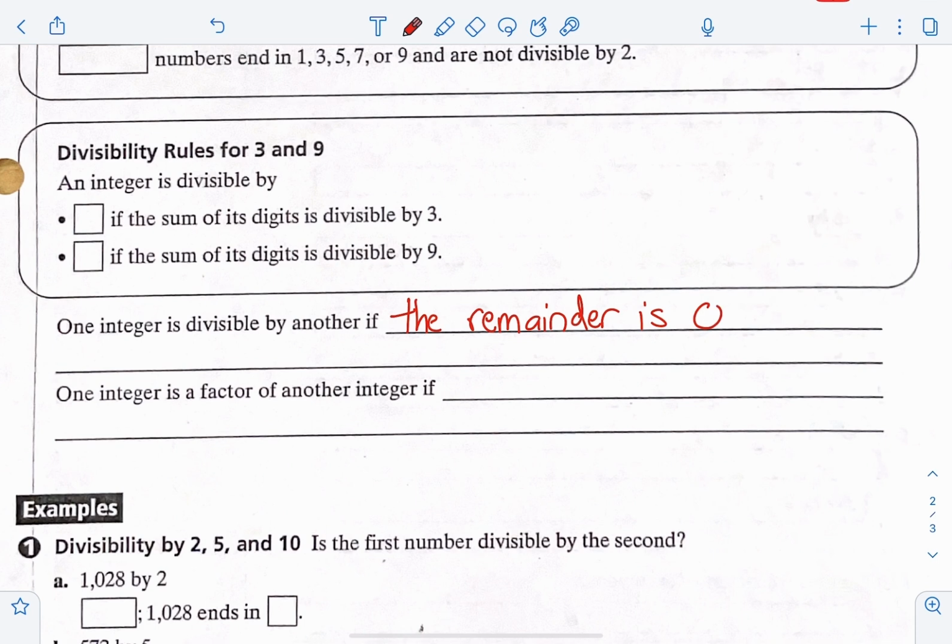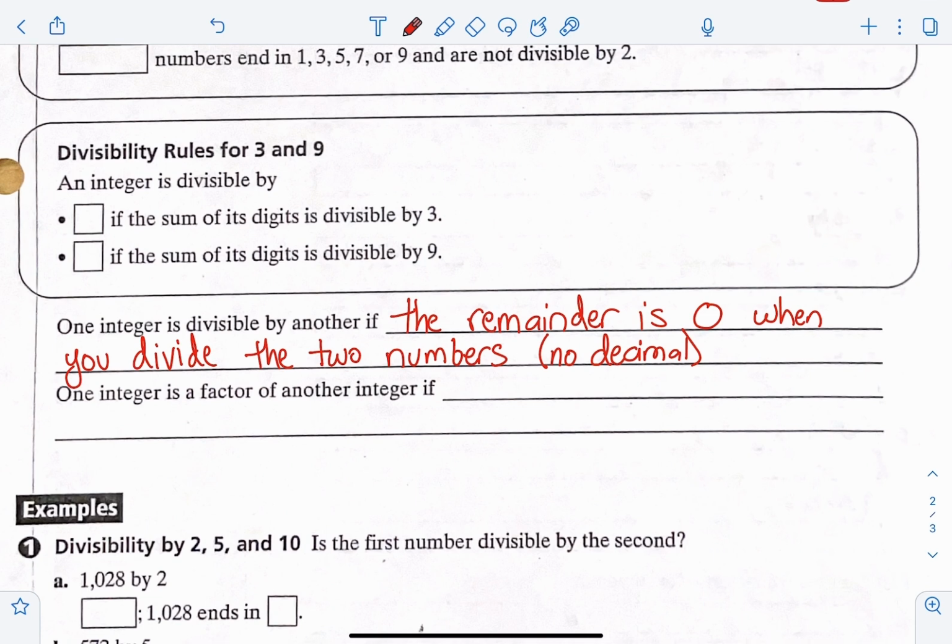is 0 when you divide the two numbers. When we say the remainder is 0, what we really mean by that is that there's no decimal, and that one number goes easily into the other number.